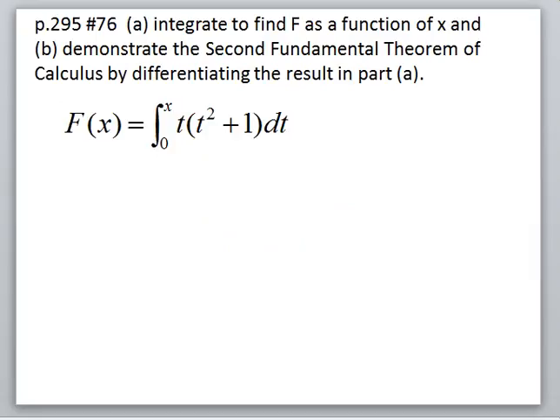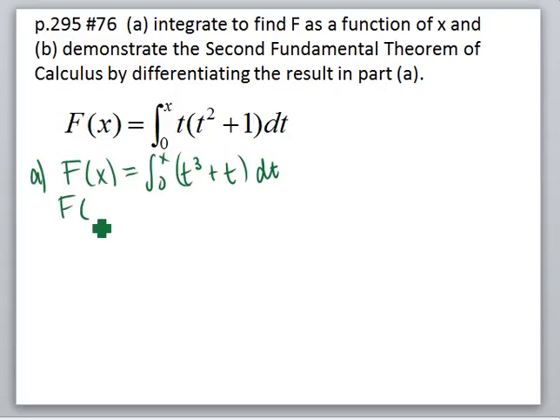We're going to follow these directions so we can start to demonstrate what the second fundamental theorem of calculus actually looks like. So the first part, in part A, it says we are going to integrate to find f as a function of x. So that's all I'm going to do right now. I'm just going to integrate this. And in order to integrate this, it would be much easier if I thought of this as t cubed plus t. So now I'll be able to integrate this, and I can say, well, this is t to the fourth over 4 plus t to the second over 2, and I'm going to integrate this from 0 to x.